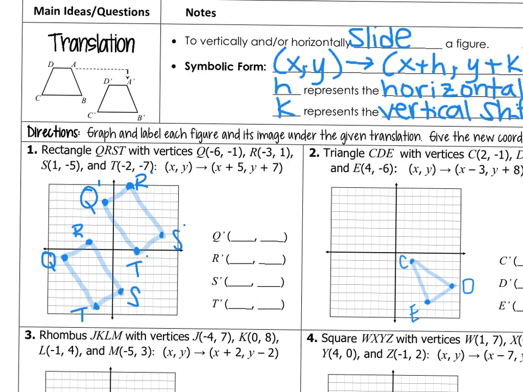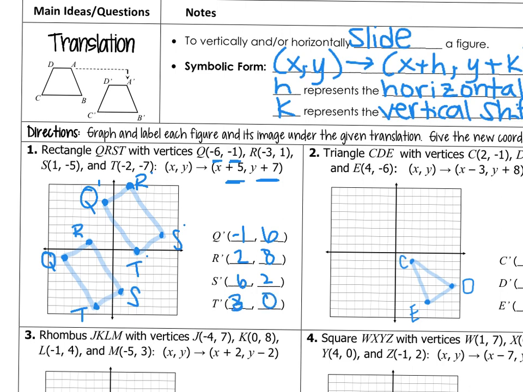Looks like Q prime is going to be at (-1, 6). Notice how it was +5 with the x coordinate, and if I add 5 to -6, I do get -1. Same thing, it's +7 to your y coordinate, so if I were to add 7 to that -1, I would get 6. So it does work out. You could do that to each coordinate as well, but always double check where you graphed it to be sure that you're right. R prime is going to be at (2, 8). S prime will be at (6, 2). And then T prime is at (3, 0).